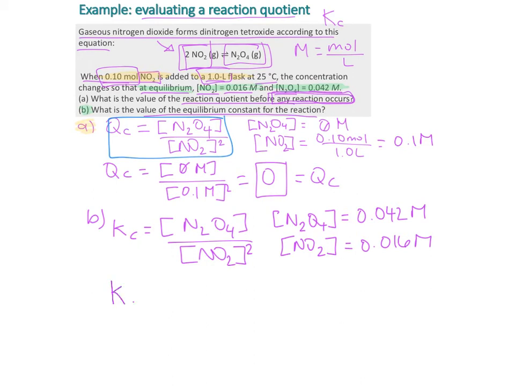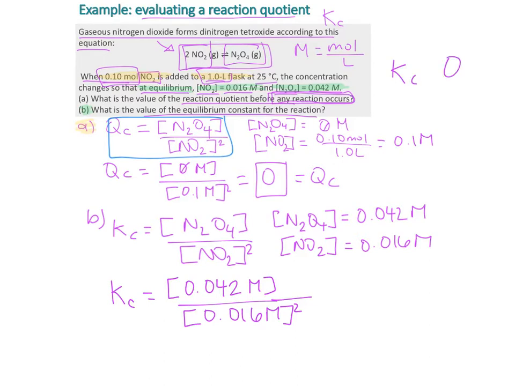So Kc equals our 0.042 molar, and then for NO2, it's 0.016 molar squared. One thing about both Kc and Qc is that they are unitless. So they do not have a unit. So don't worry about units here.